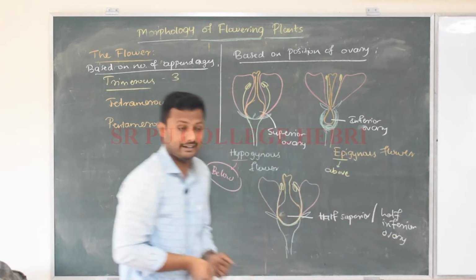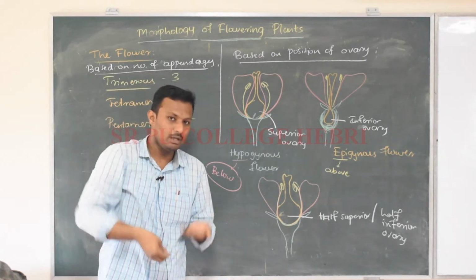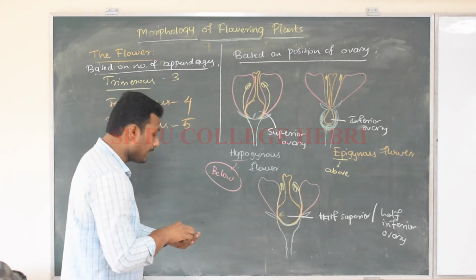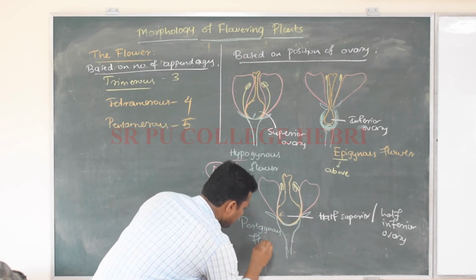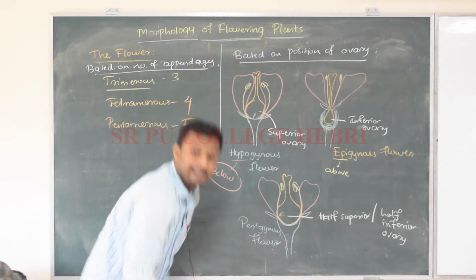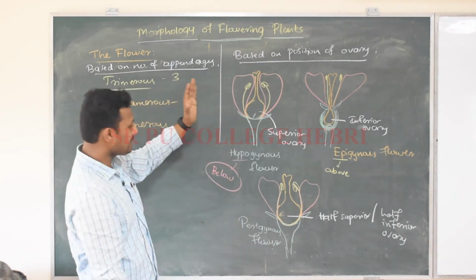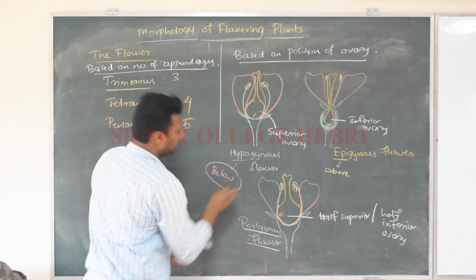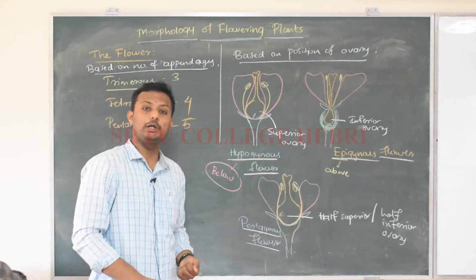Whereas the flower, if it is neither above nor below, the flower is neither above the gynoecium or ovary nor below the gynoecium or ovary. That is why it is called a perigynous flower. Okay, so these are the three different types of flowers based on the position of the ovary within the flower: hypogynous, epigynous and perigynous. And the examples are also very important for you to remember.